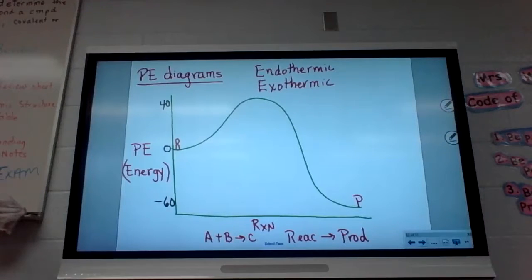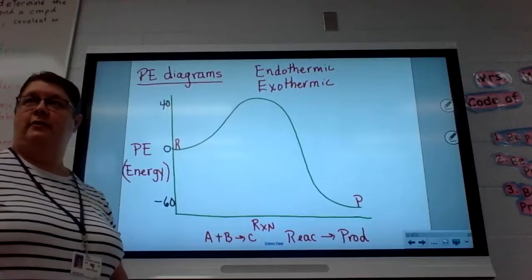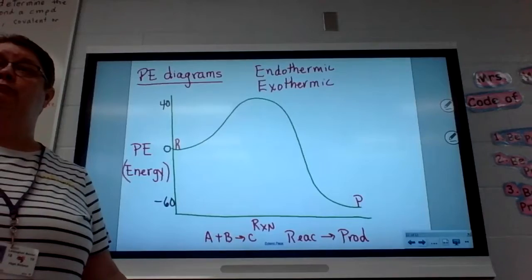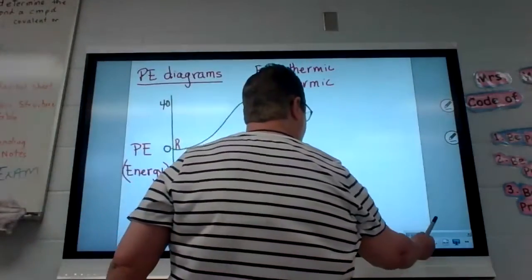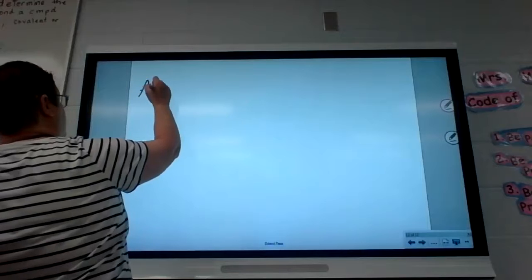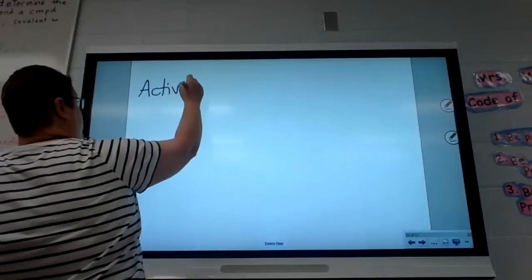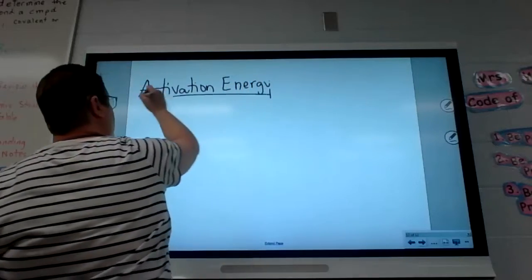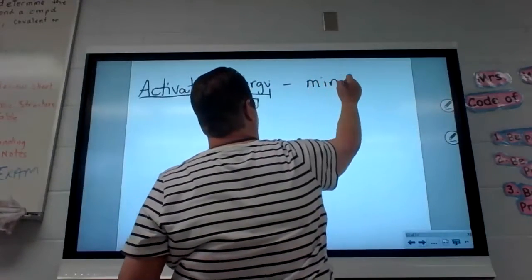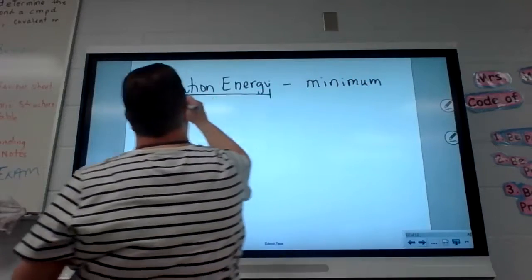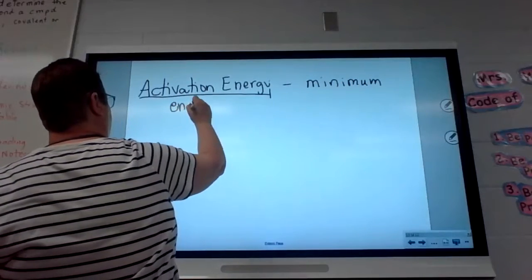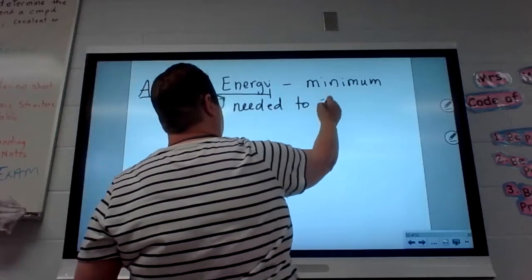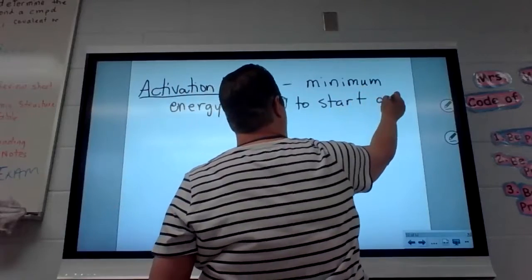Now, the first thing we want to be able to find, we said that in order for any reaction to be successful, it had to have sufficient energy, right? Okay. So, activation energy is the first thing we're going to find. It is the minimum energy needed to start a reaction.